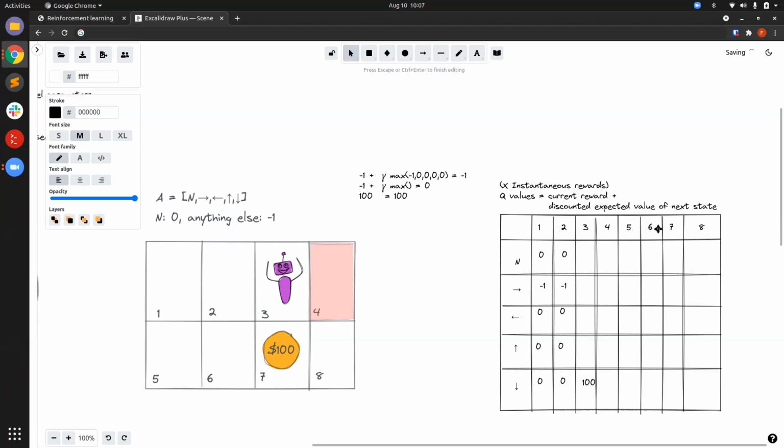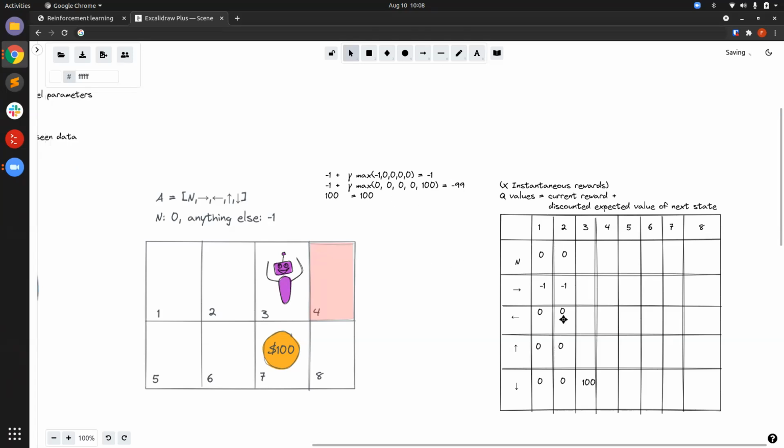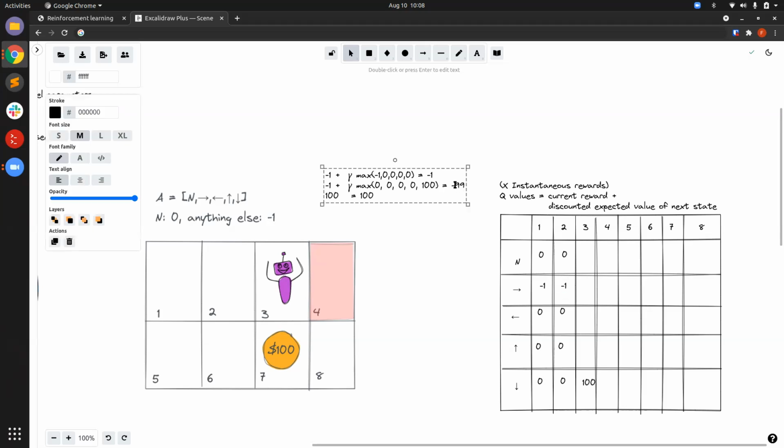So the values in the 3 column are 0. Remember, I initialized all the empty cells to 0. So 0 for doing nothing, 0 for going right, 0 for going left, 0 for going up, and 100 for going down. So now my new Q value for, let's say, going right in state 2 will be, sorry, just positive 99. Okay, so my new Q value for going right in state 2 is now 99.